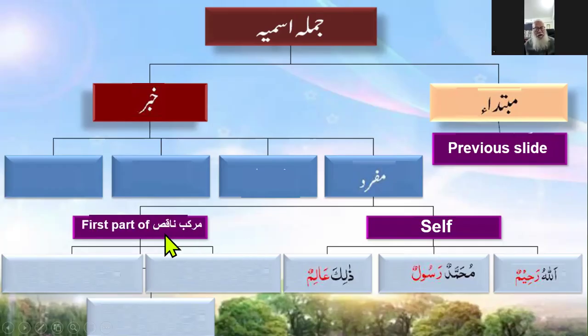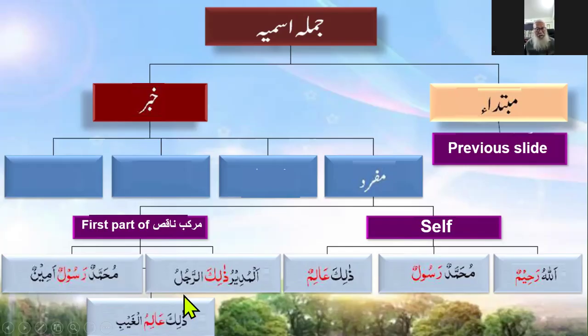Or it may be the first part of the naqis compound, just like al mudiru zalikal rajlu. Now zalikal rajlu, actually the khabar is zalika. Al rajlu is part of that. Muhammadun Rasulullah. Muhammad is mubtada. Rasulullah, actually the Rasul is the khabar. Amin is the sifa of that. Zalika alimul ghaib. Zalika is mubtada. Alimu is the khabar. Al ghaibi is the relation with that because it's murakkab idafi.